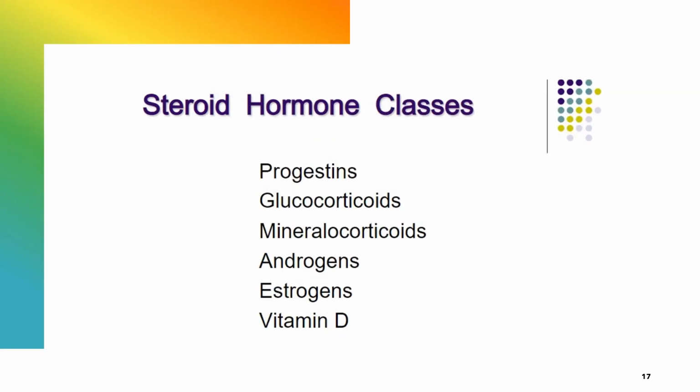So these are the major classes of the steroid hormones. We have the progestins. Of course, we also have the hormone progesterone. We also have the glucocorticoids and the mineralocorticoids. Again, they are derived from the adrenal cortex. We also have the androgens, the estrogen, and the vitamin D.